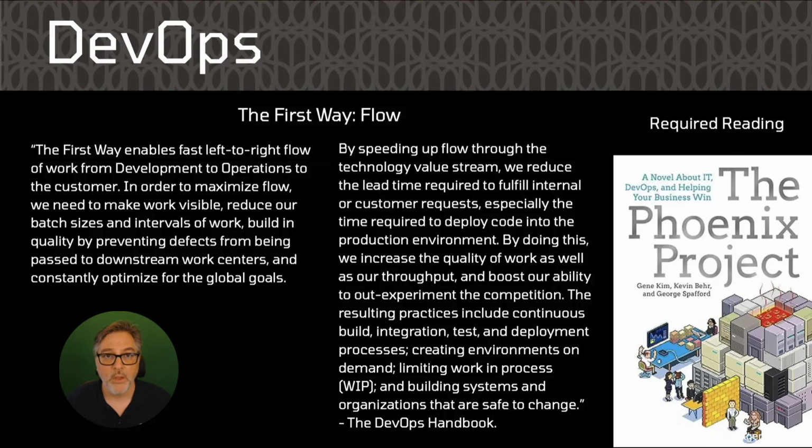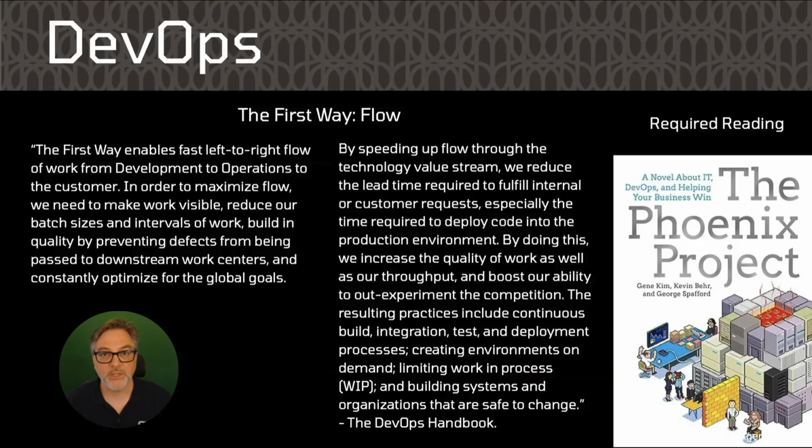By doing this, we increase the quality of work as well as our throughput and boost our ability to out-experiment the competition. The resulting practices include continuous build, integration, test, and deployment processes, creating environments on demand, limiting work in process, WIP, and building systems and organizations that are safe to change." This is from The DevOps Handbook, which I'll talk about in just a moment. This is where the flow way is defined very clearly.